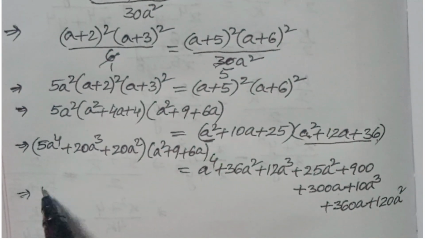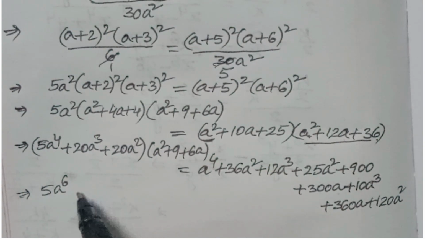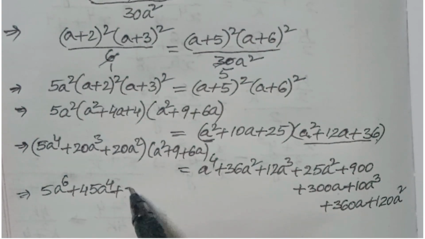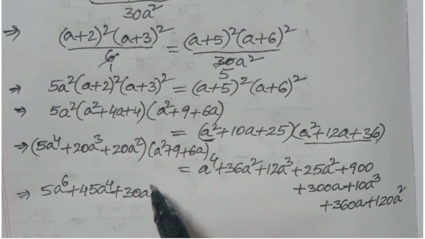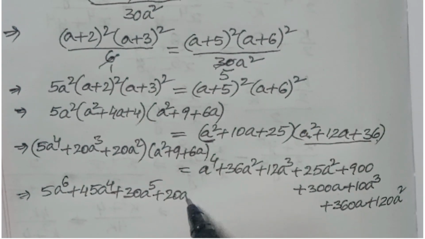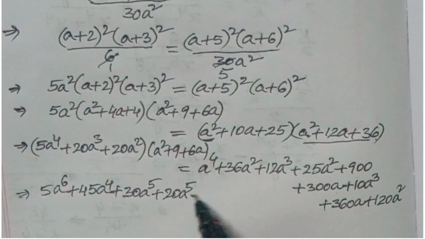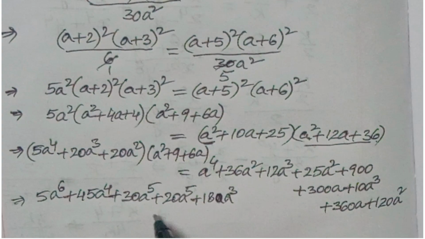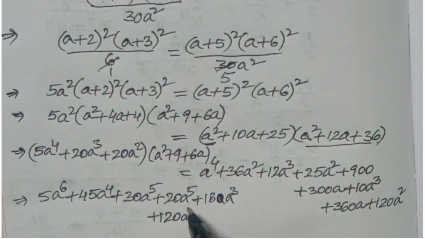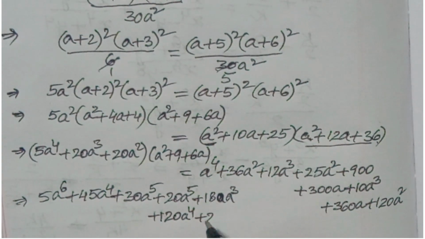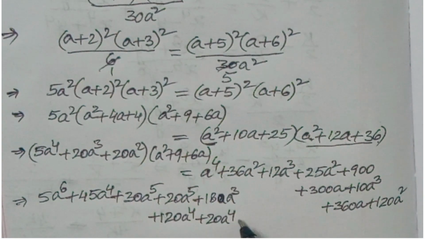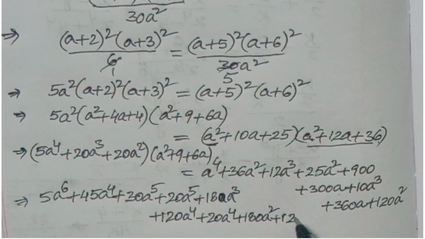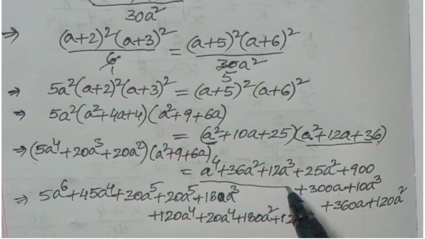So this side will get 5a^6 plus 45a^4 plus 30a^5 plus 20a^5 plus 180a^3 plus 120a^4 plus 20a^4 plus 180a^2 plus 120a^3. So these are the terms we are having separately.